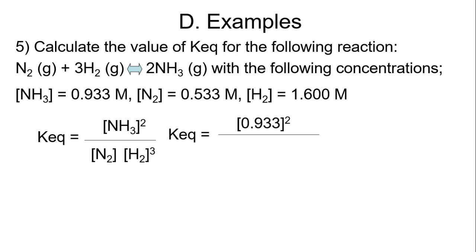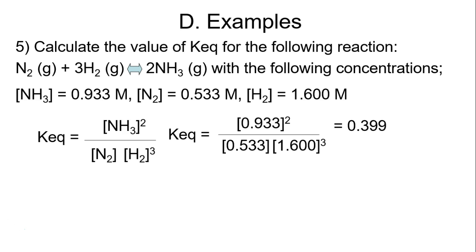So we plug in the numbers. 0.33 was the amount of NH3. N2 is 0.533. And H2 is 1.6. And we plug in their exponents just as is. And we plug that into our calculator. And I got 0.399. Now you should practice doing that. If you need help with this, I can help you. You might want to put parentheses around this. If you're having trouble with the exponent parts, let me know.